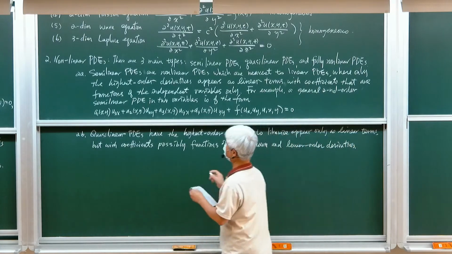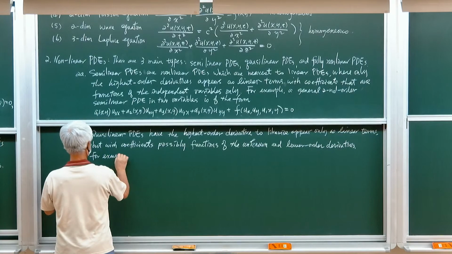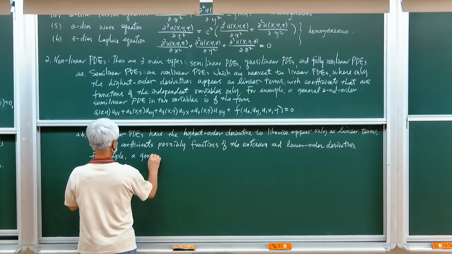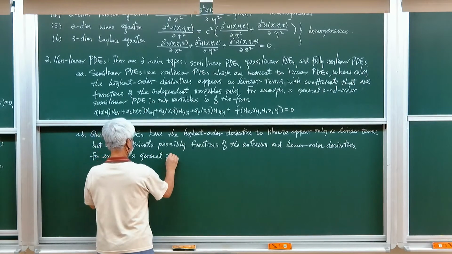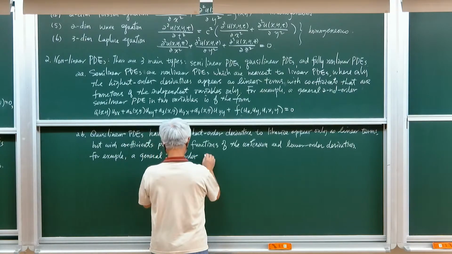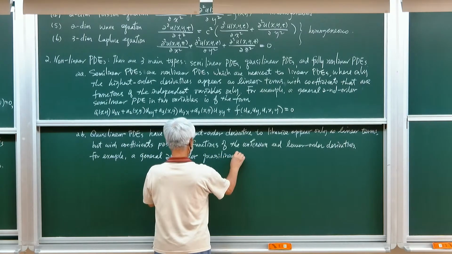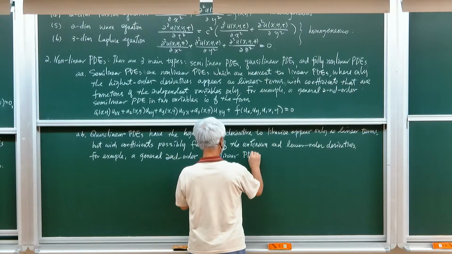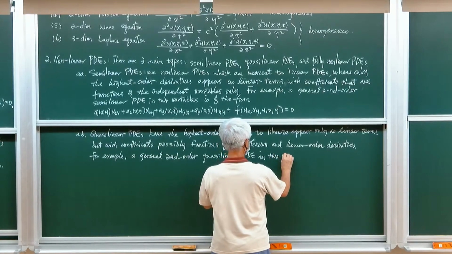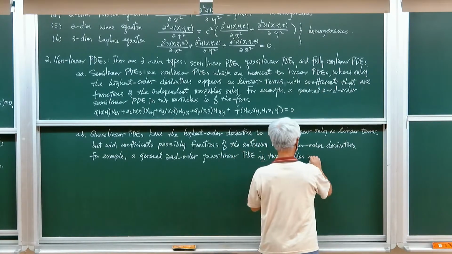So for example, all right, a general second order quasi-linear PDE in two variables is of the form.